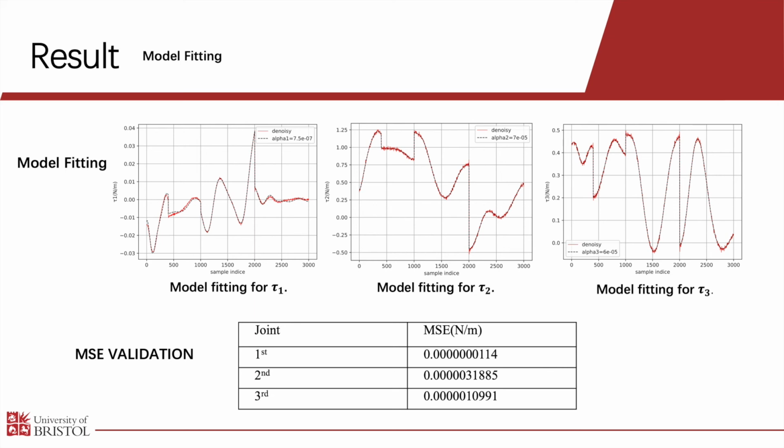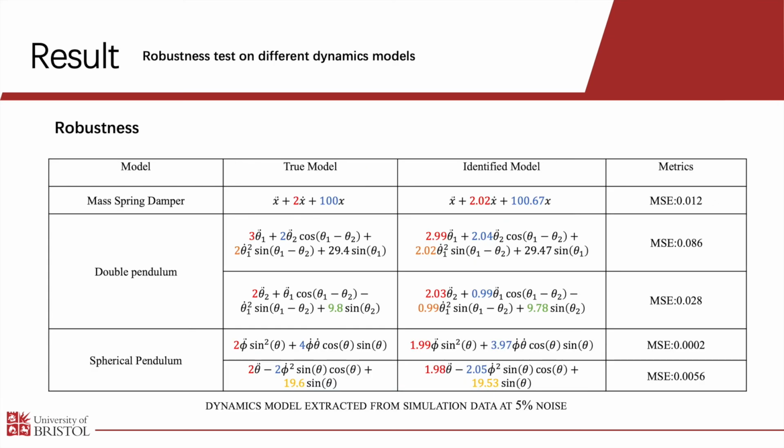The evaluation method is to use mean square error. All the torque values have low mean square error, which shows that our method is robust to noise and approximates the ground truth. We also use some simple models including mass spring damper, double pendulum, and spherical pendulum to verify the robustness of our algorithm. All estimated models have low mean square error, and it is also easy to compare the difference between the ground truth and the estimated model. It is quite the same.